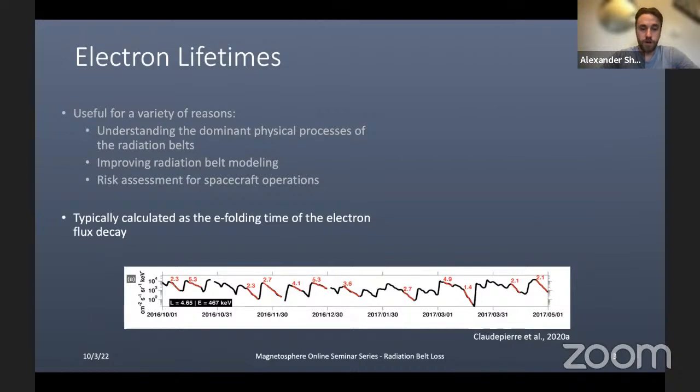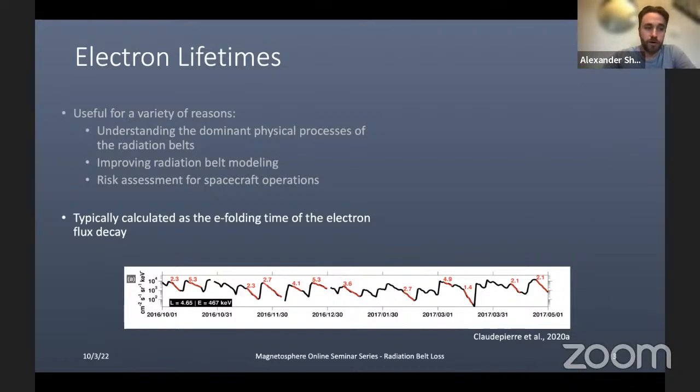This is a plot from Claudepierre et al. 2020, and this is Van Allen Probes data. And they took daily and azimuthal averages as a function of energy and L shell and fit exponential decays to the time series. And so this time series is for an L shell bin of 4.65. I forget how wide that bin is, but I think it was about 0.25 L. And for the energy of 467 keV channel. And the identified lifetimes are in red.